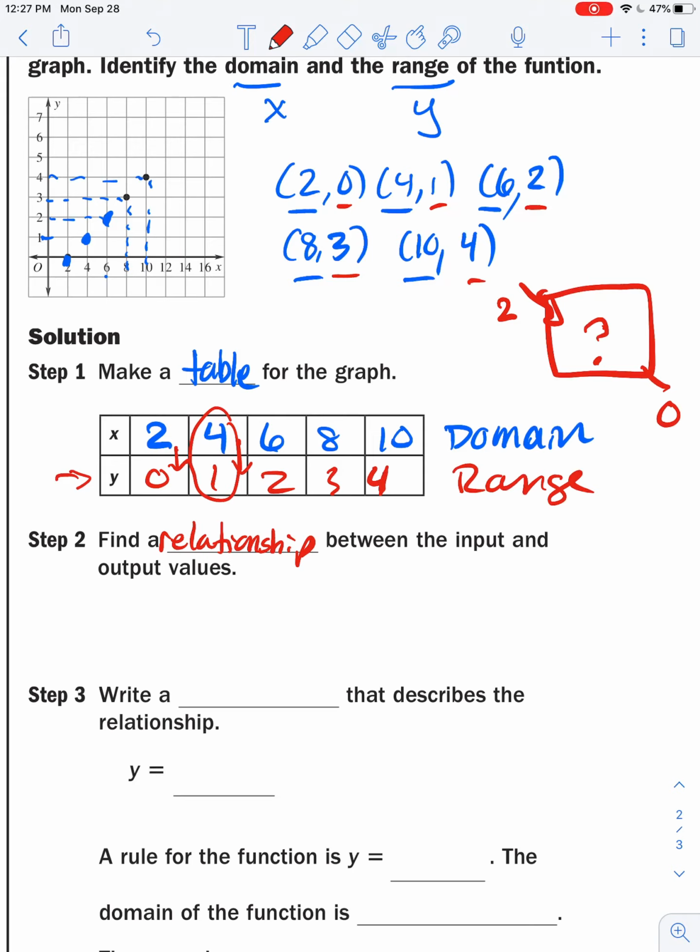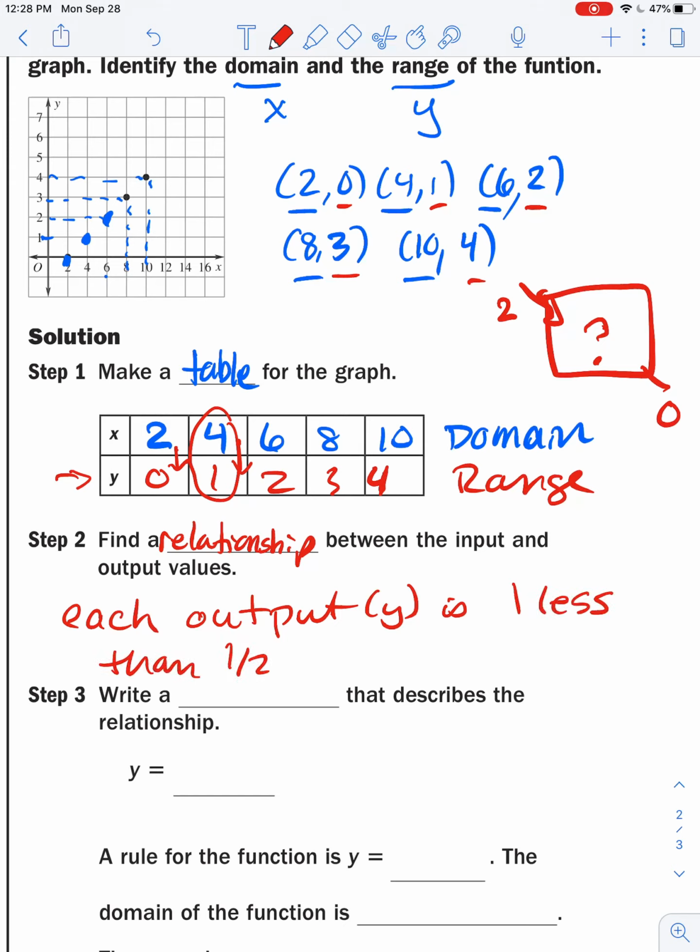So in this case, and this can be tricky, it's sort of a trial and error thing, but in this case, for each x, or let me say for each output, so like to get a y value, it's going to be 1 less than half of the input. Now that's tricky to come up with, but we're going to practice that. So for example, here, half of 6 would be 3. This 2 is 1 less than that. Half of 8 would be 4. 3 is 1 less than that.